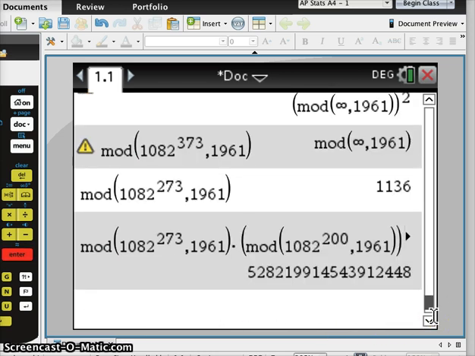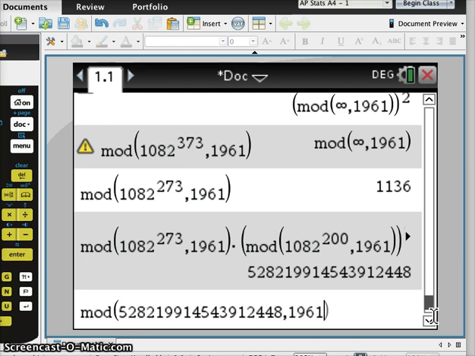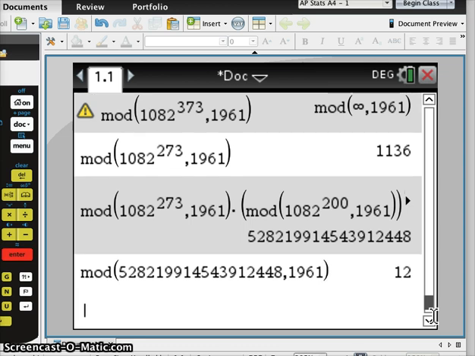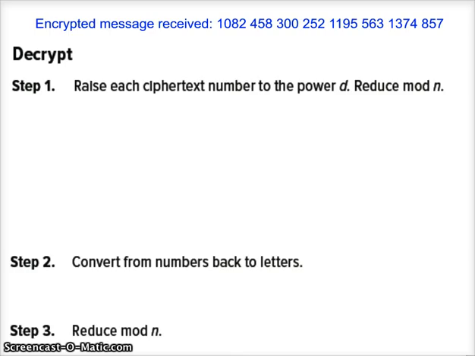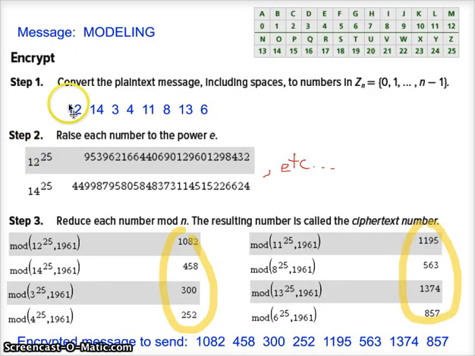But it works, and I get that giant number, but it's not saying infinity. It's not giving out. So I need that now reduced mod 1961. And guess what? It's 12. Well, the good news is I needed it to be 12, so that worked out great.